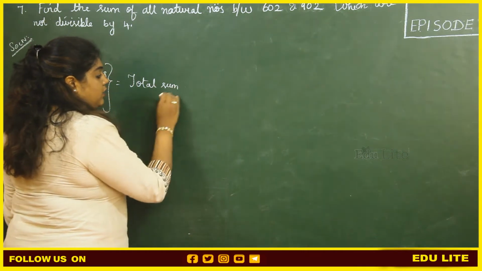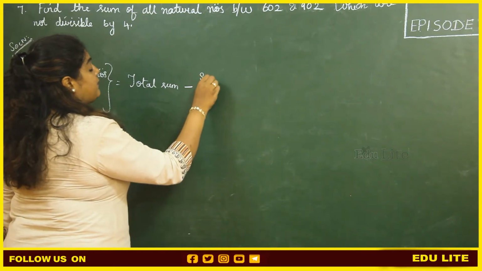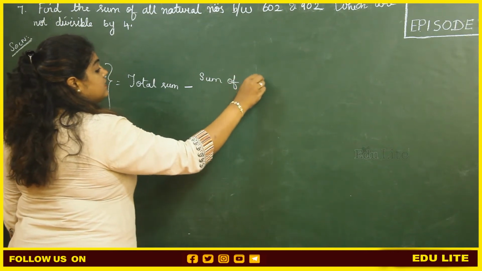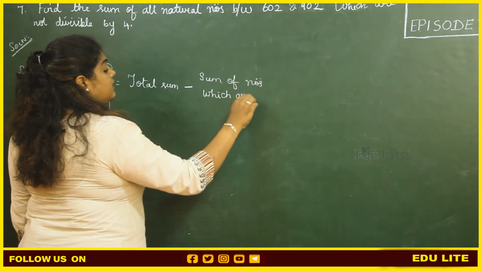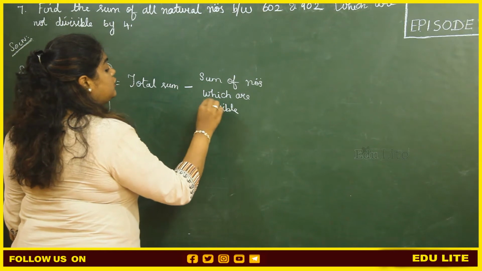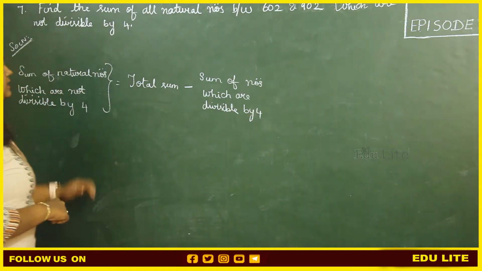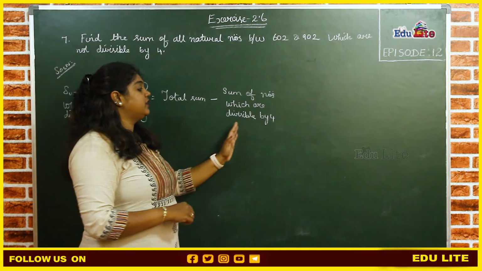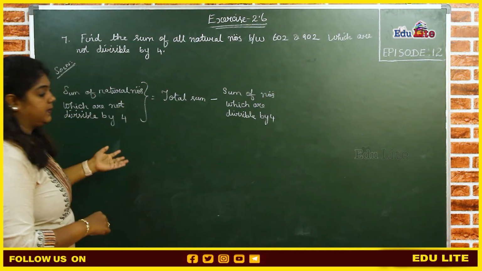If we find the total sum, after that we have to subtract from it the sum of numbers which are divisible by 4. If we do this, we can find the answer to the given question. So, we will find the total sum, and from that we subtract the sum of all numbers divisible by 4, which will give us the sum of natural numbers which are not divisible by 4.